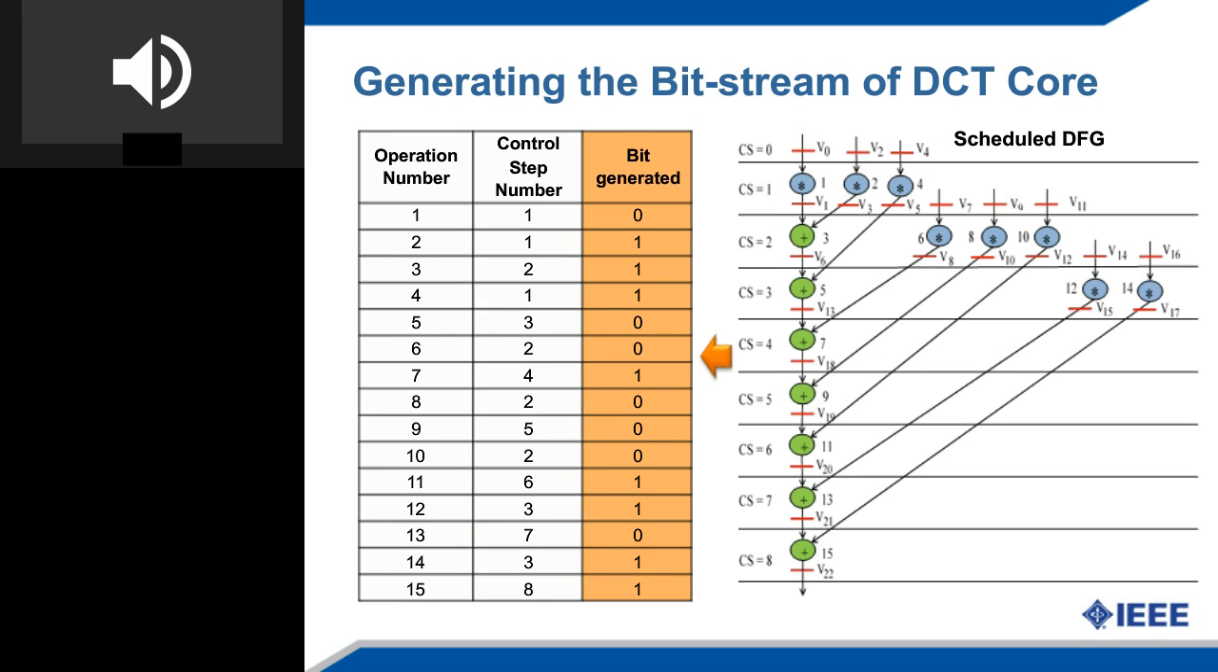So on. You can follow this simple rule of encoding to convert your scheduled data flow graph of a DSP application like 8-point DCT into its respective bitstream representation, where the size of the bitstream representation will be exactly equal to the number of operations in the data flow graph that you are taking into account.